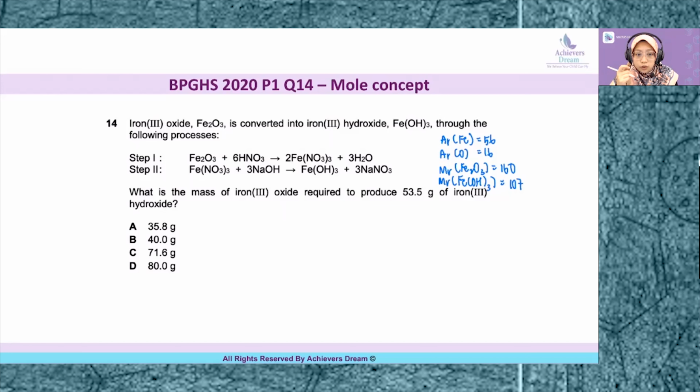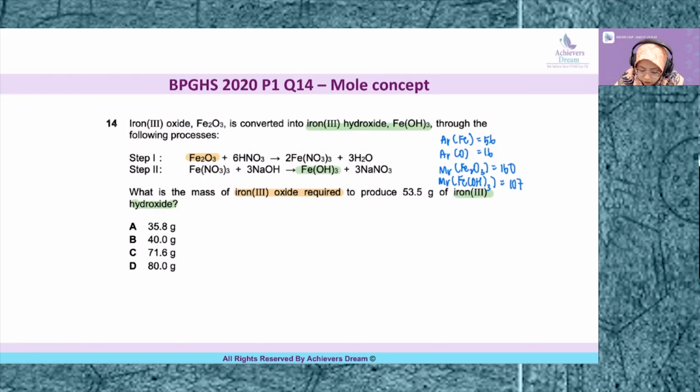Iron 3 oxide, Fe2O3, is converted into iron 3 hydroxide, Fe(OH)3, through the following processes, 2 steps. Now, what is the mass of iron 3 oxide? Iron 3 oxide is a reactant. Let me change color to differentiate. Iron 3 oxide that is required, Fe2O3, is here to produce 53.5 gram of iron 3 hydroxide. Iron 3 hydroxide in our reaction is here.